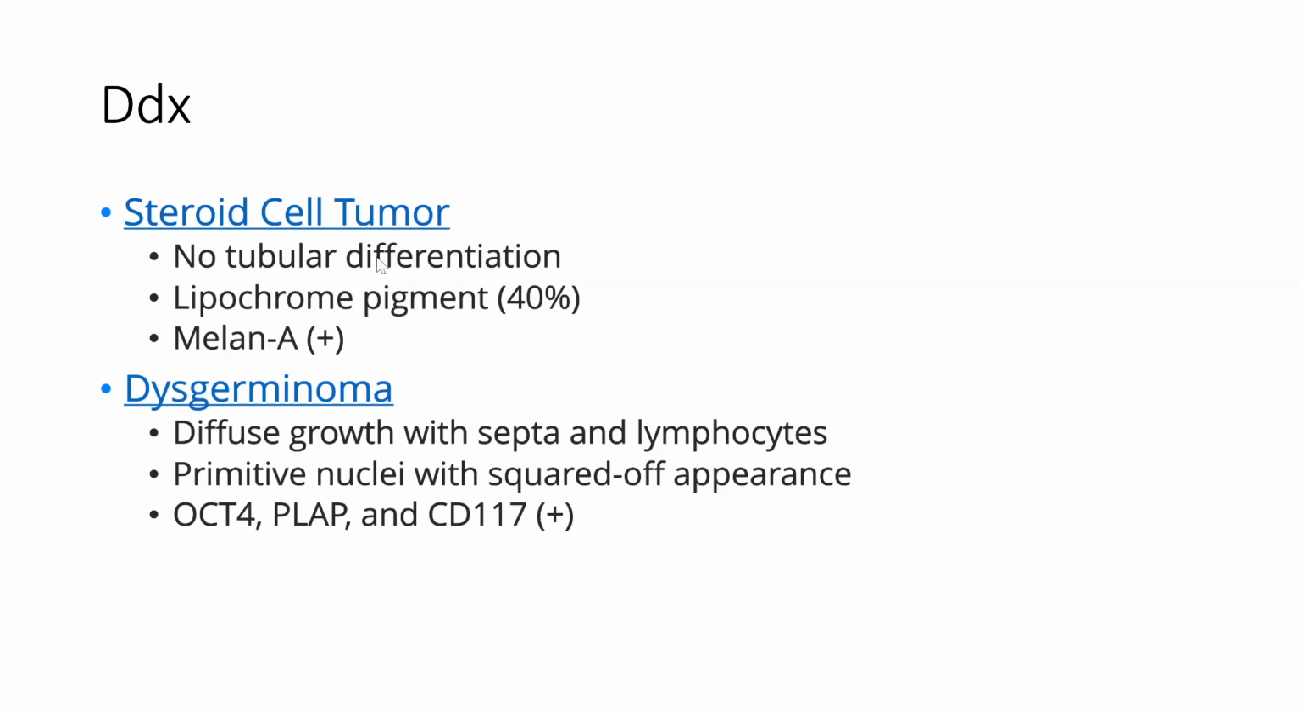Steroid cell tumor could be in the differential. I will talk more about it later, but you just need to remember steroid cell tumor and Leydig cell tumor actually are the same. But if you think this is a Leydig cell tumor, but you could not find Reinke crystals, you should diagnose it as steroid cell tumor, NOS.